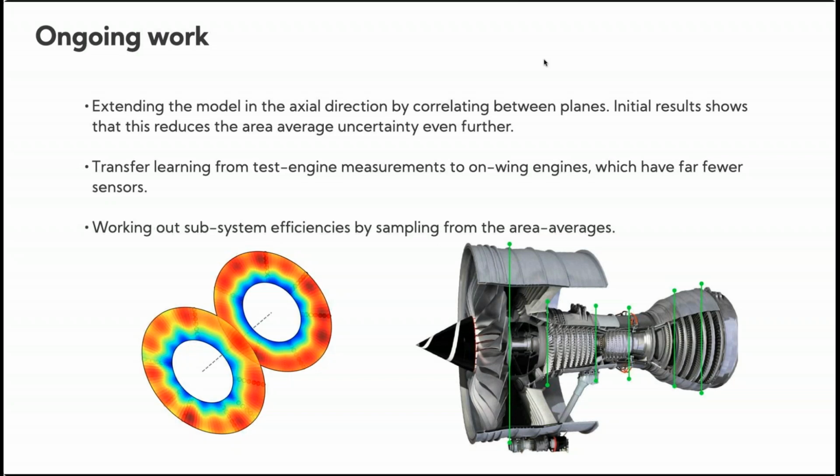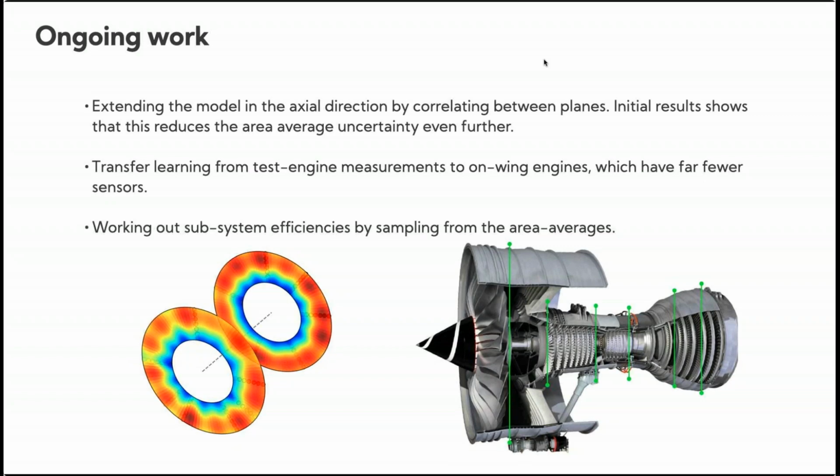We deploy the model on the test engine data, and we try to use what we learn from the test engine data to see if we can better understand what's happening in the air on engines that are currently flying. And the main difference is that typically the instrumentation that you'll have is far lower.